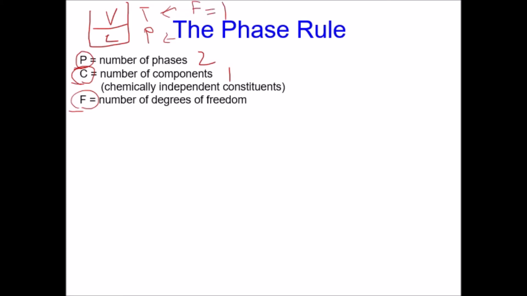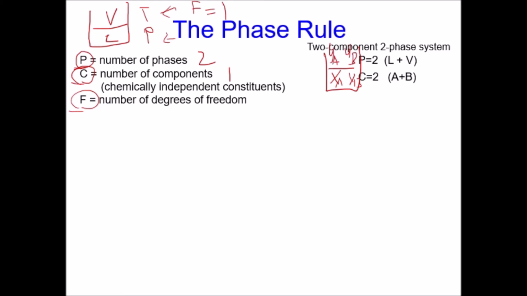What about a two-component system? If you have a mixture of A and B, in the liquid you have XA, XB, and if this liquid is in equilibrium with the gas phase, you have YA, YB. Therefore, the number of phases is 2, still liquid and vapor. Components, you also have 2, A and B. But what is the number of degrees of freedom? This is the one we need to find out.